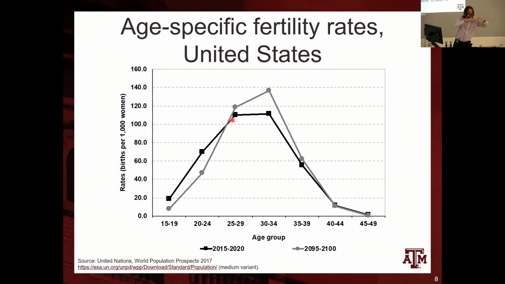The black curve here is data from 2015 to 2020. And then the gray curve are projections to the years 2095 to 2100. What we see, we are just focusing here on the groups between 15 and 49. So we get exactly those two ages that I mentioned before, 15 to 49 for women. And usually we divide those groups in 5-year intervals. So 15 to 19, 20 to 24, until 45 to 49.